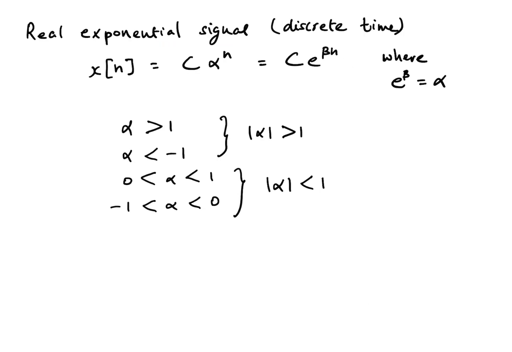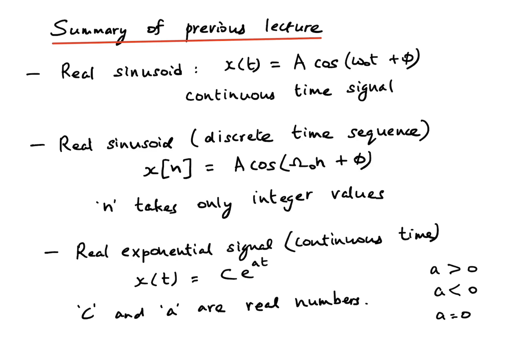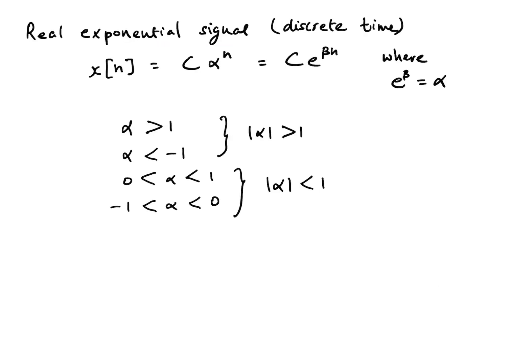Then we also saw the real exponential signal in discrete time, where we denote this as x of n in square brackets equals c e power, instead of a t, beta n. But for convenience, this e power beta can be written as alpha, and that makes the function x of n equals c alpha power n.